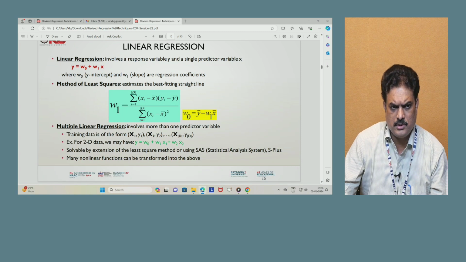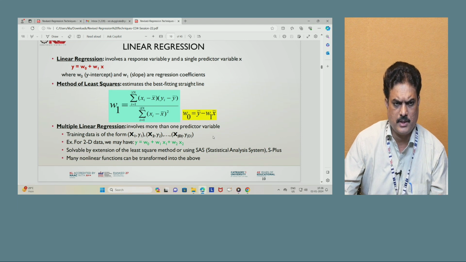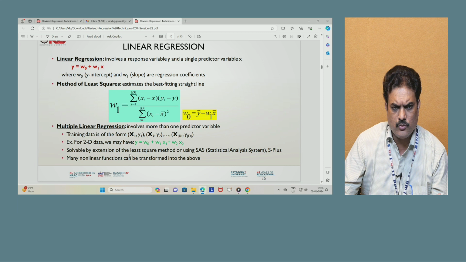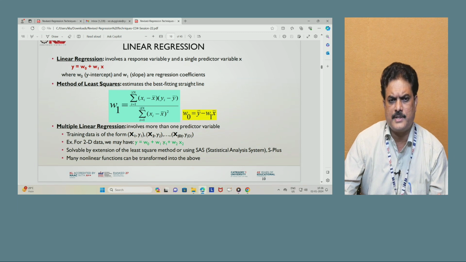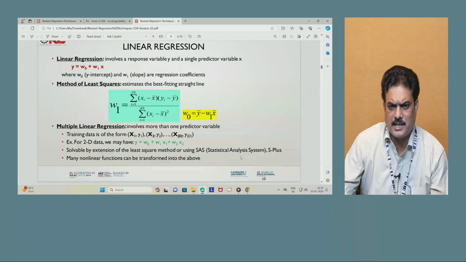Multiple linear regression involves more than one predictor variable. Training data is of the form (x1, y1), (x2, y2), and so on up to (x|D|, y|D|). For example, for 2D data, we may have y is equal to w0 plus w1 x1 plus w2 x2, solvable by extension of the least squares method or using SAS, that is Statistical Analysis System, or S-Plus. Many nonlinear functions can be transformed into the above.